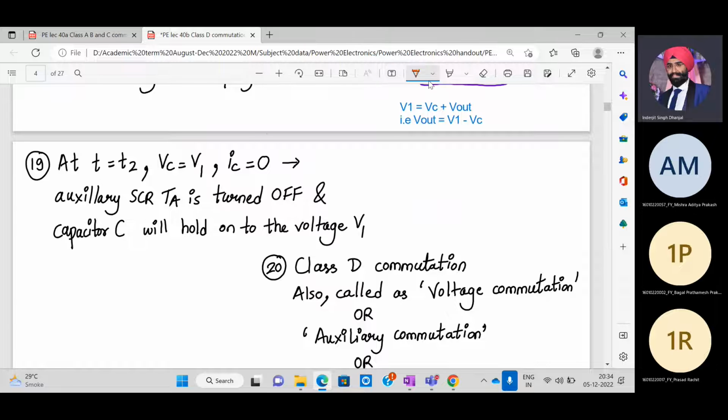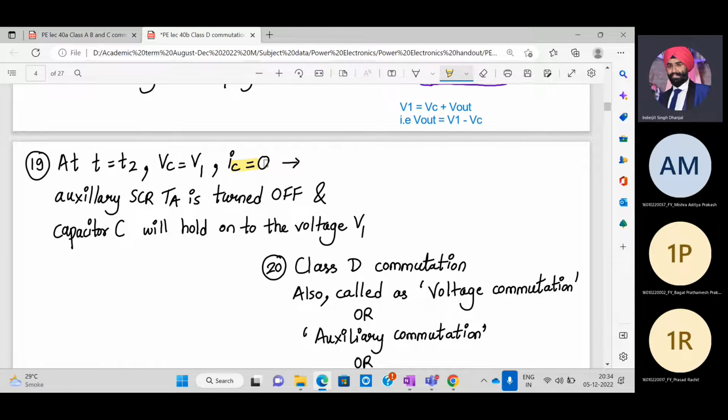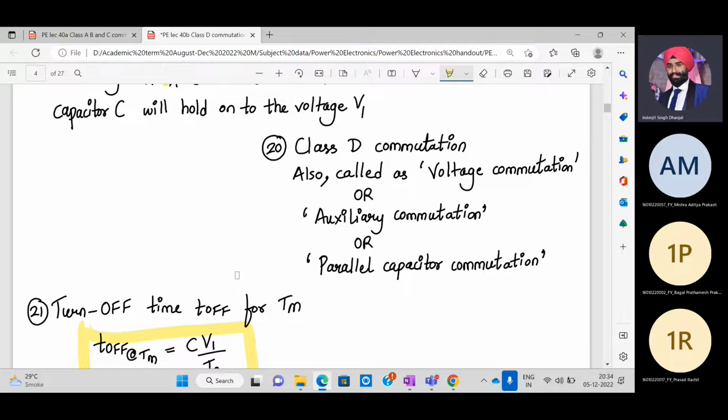IC is becoming 0, na? So IC becoming 0 means what? The anode current of the auxiliary SCR is falling below the holding current. That's why your auxiliary SCR is turning off, and the capacitor will hold on to that V1 value. So this is called class D, or voltage commutation, or auxiliary commutation, or parallel capacitor commutation. So it has various names.